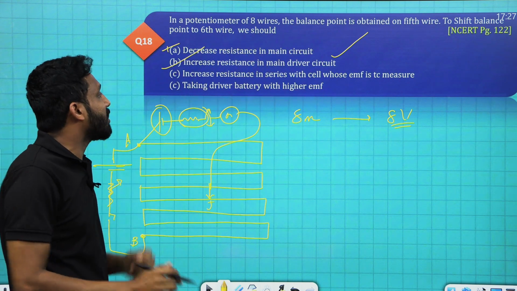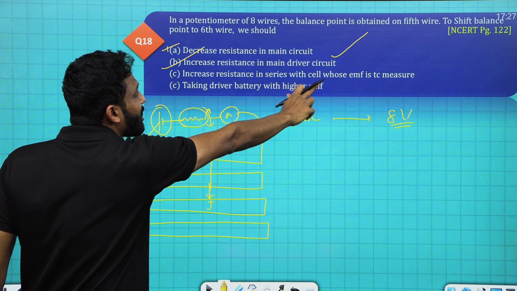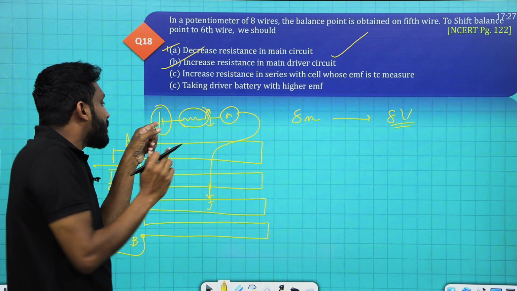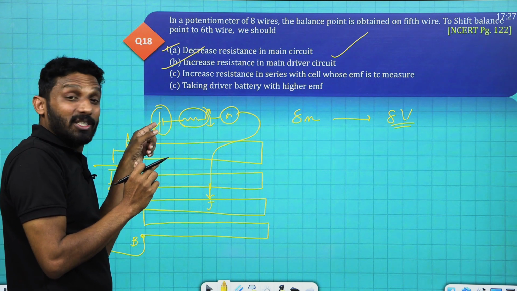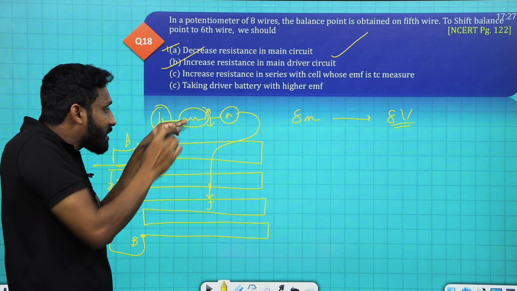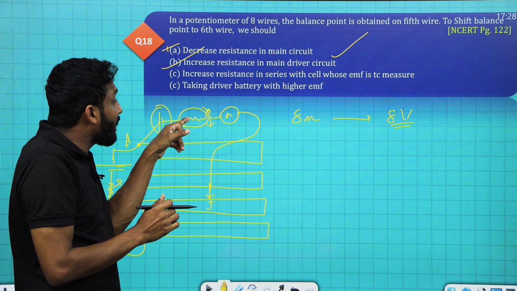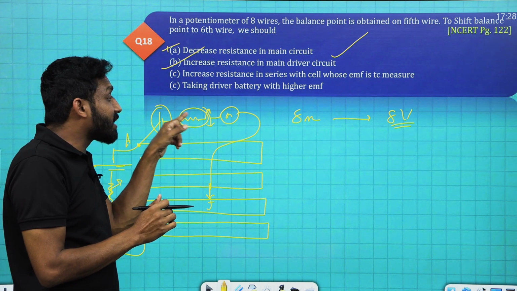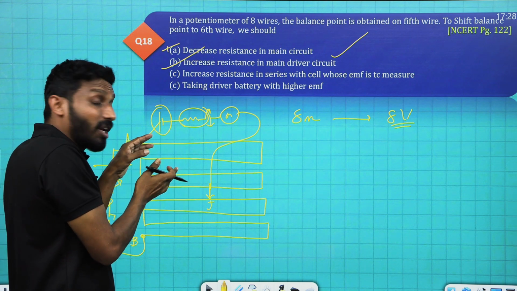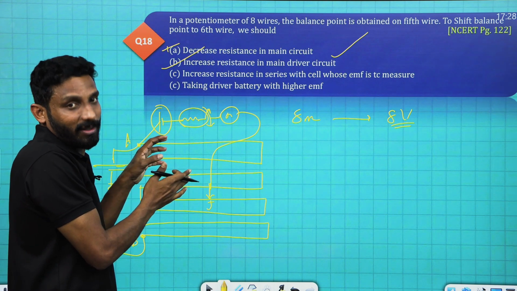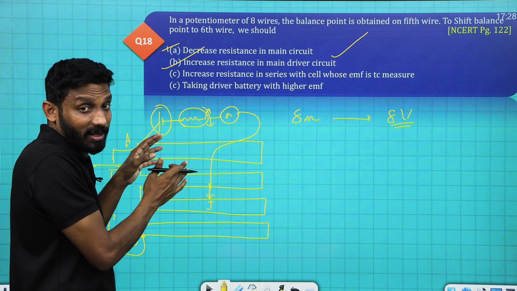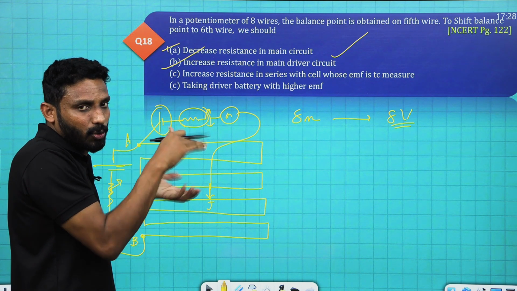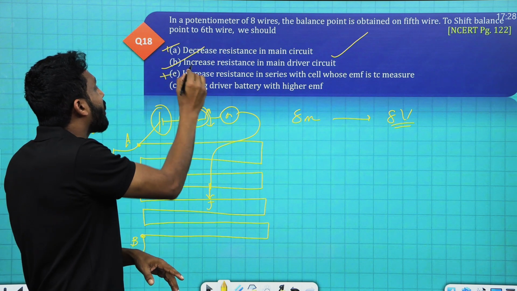What about the other options? Increase resistance in series with the cell whose EMF is to be measured. This is the cell whose EMF is to be measured and there is a resistor in series. If we are increasing the resistance here, then we require only very less length to balance. Then it is not shifting to the 6th. So this is not correct.